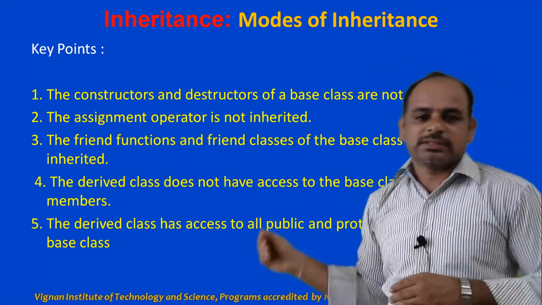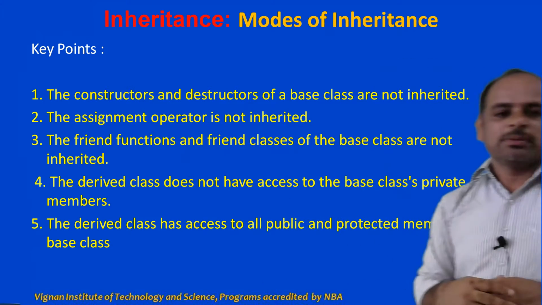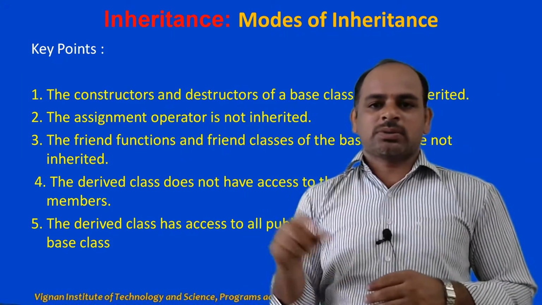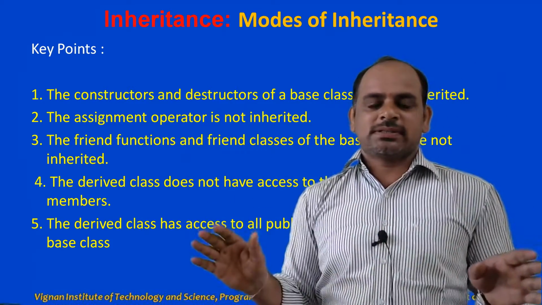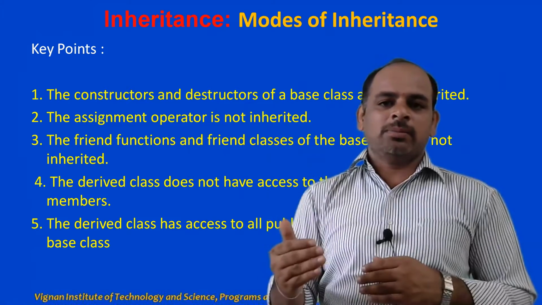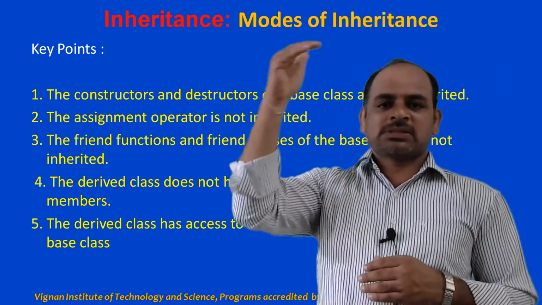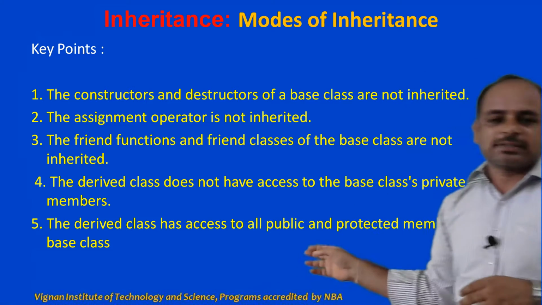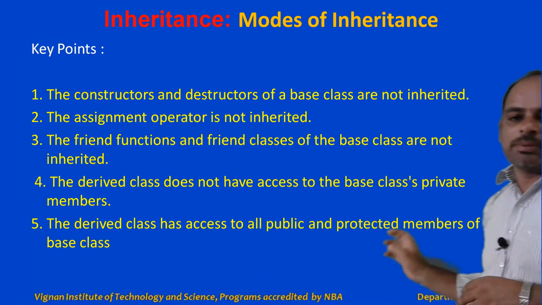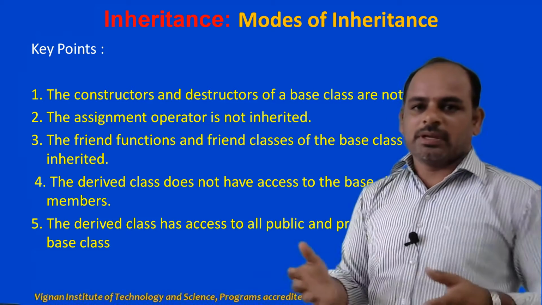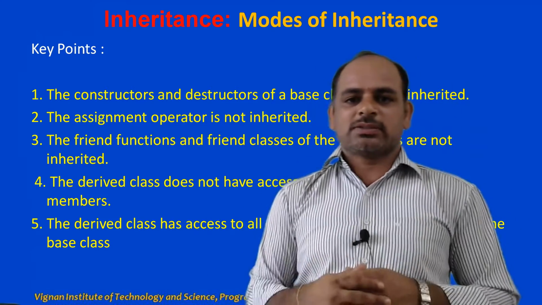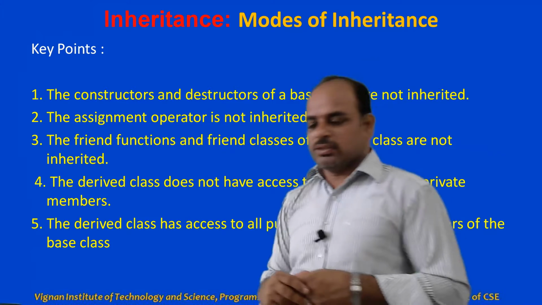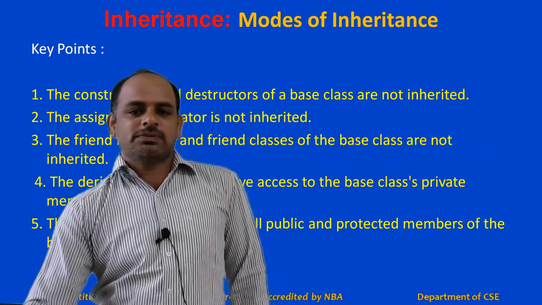Next, the derived class does not have access to the base class private members. Already in modes of inheritance, in the table, you can see in the last row that in any mode of inheritance, private members of the base class are not accessible by the derived class. And the derived class has access to all the public and protected members of the base class, right? So these are the important points which you have to note down.